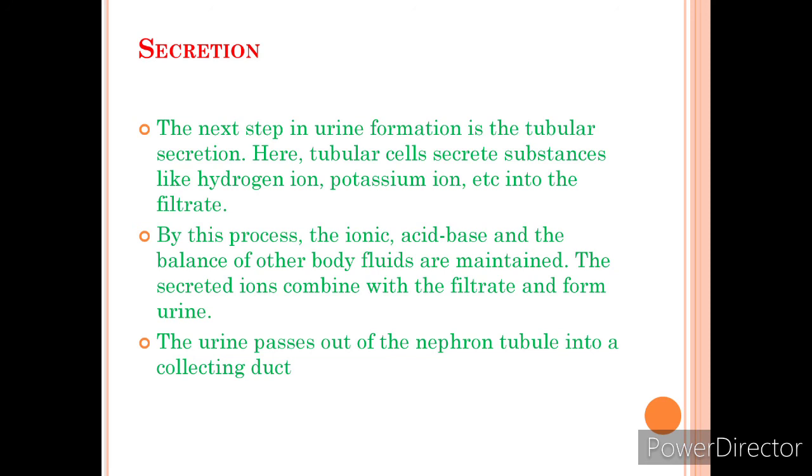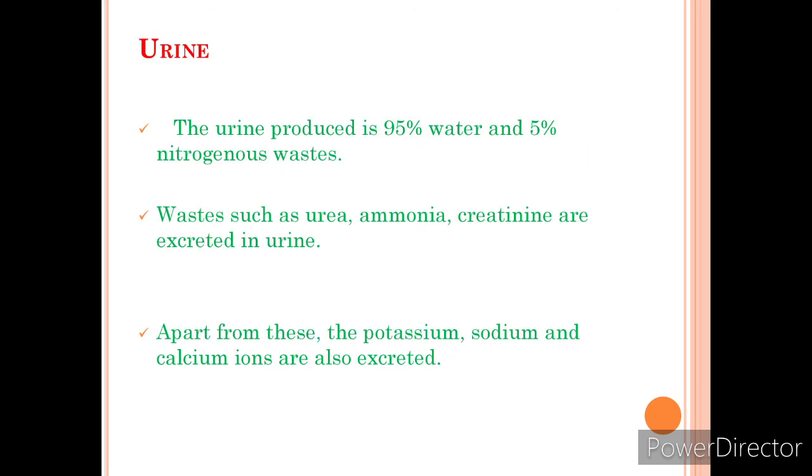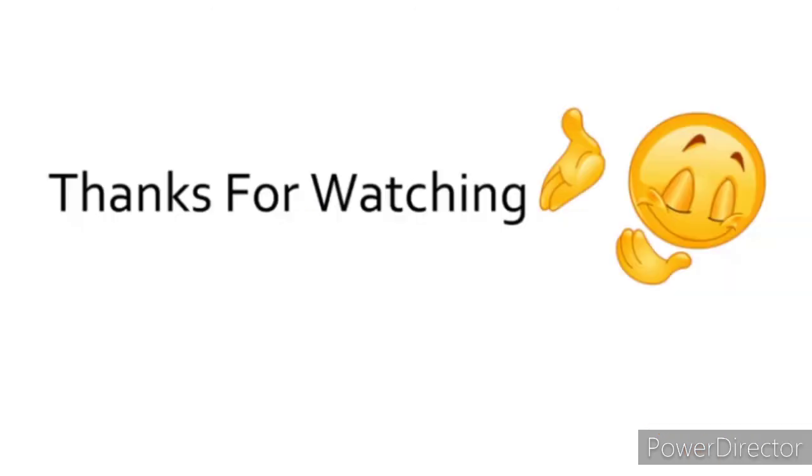Now we discuss about the urine. Urine is composed of 95% water and 5% nitrogenous waste. Wastes like urea, ammonia, creatinine are excreted in the urine. Apart from this, potassium, sodium and calcium ions are also excreted.